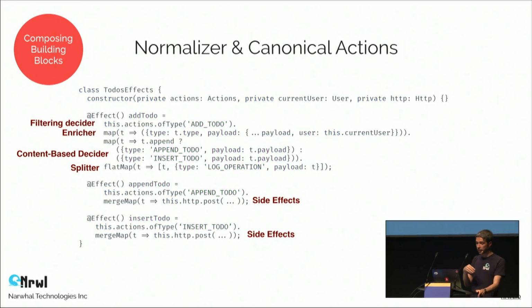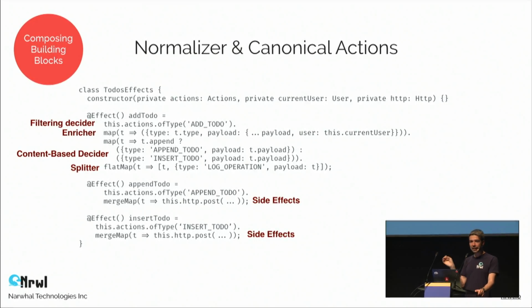So we can see that in this effects class, we are starting with a filtering decider, then we're using the enricher, then the splitter, the content decider, then the splitter, and then that's how we create the first effect. And we can see, just by looking at it visually, that the first effect, the add to do effect, doesn't actually execute side effects. And the other 2 effects, the only thing they do is they execute side effects. Isn't it interesting? Because this property alone tells us that these effects, the first one and the other 2, should be tested and thought of in very different ways. Okay?